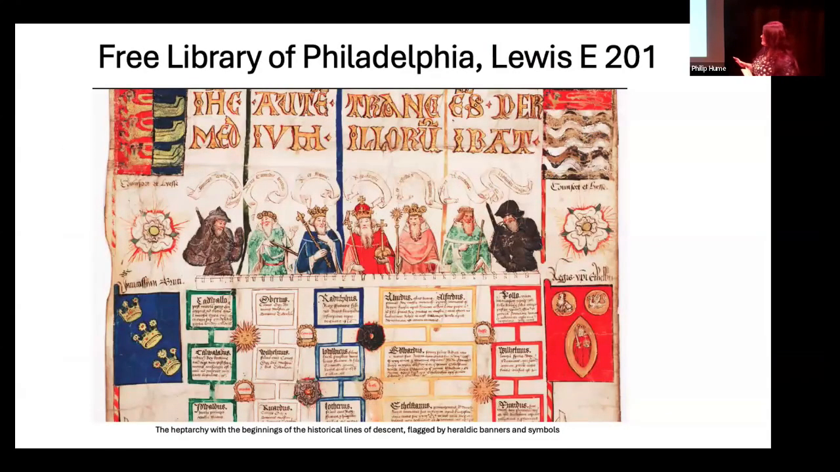One of the most impressive pieces of promotional material from Edward IV has got to be this roll, Lewis E201. This is also sometimes referred to as the coronation roll because it's very focused on Edward IV. It seems to have been produced right around the time that he became King of England. It's got lots of symbols, lots of banners, lots of colours, as you can see in the image. And all of this has some kind of symbolic message that's to do with Edward IV and his claim to the throne.